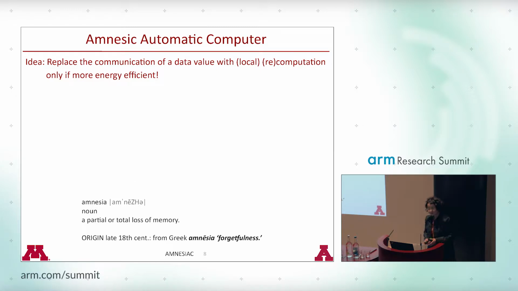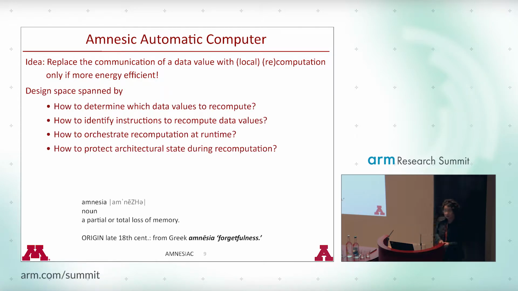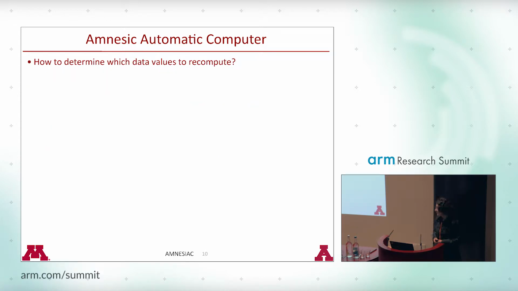Next, I'm going to stick to this microscopic scale for communication, so we will be talking about the communication between the processor logic and the main memory. And I will walk you through the basics of a proof-of-concept amnesic computer design. Particularly, I'm going to talk about 4 axes which span the design space, namely how to determine which data values to recompute, how to identify instructions to recompute data values, how to orchestrate recomputation at runtime, and how to protect architectural state during recomputation. Let us start with the first axis, how to determine which data values to recompute.